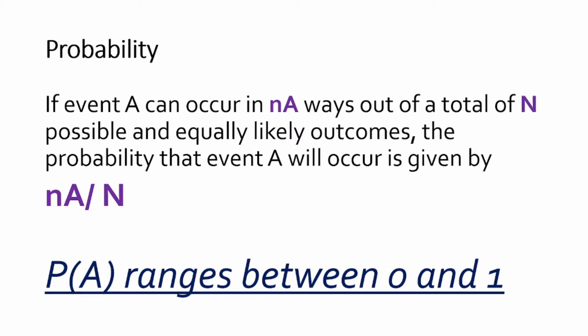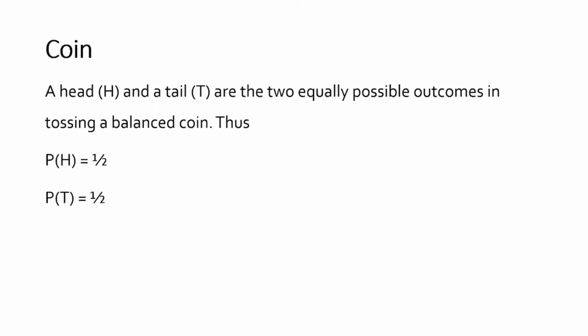The probability ranges between 0 and 1. It cannot be greater than 1. It cannot be less than 0. Simple example: head and tail are two equally possible outcomes in tossing a balanced coin. Therefore, the probability of heads is half, and the probability of tails is half.